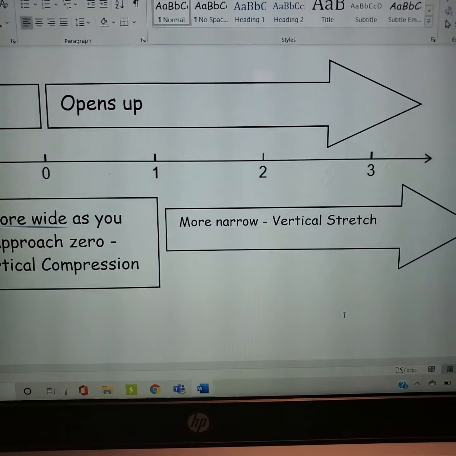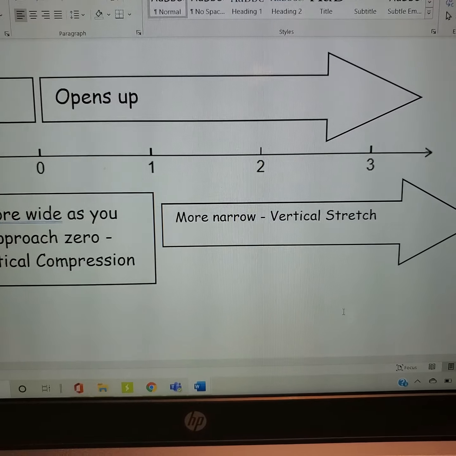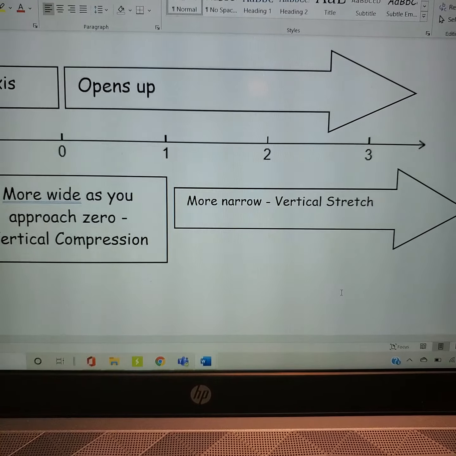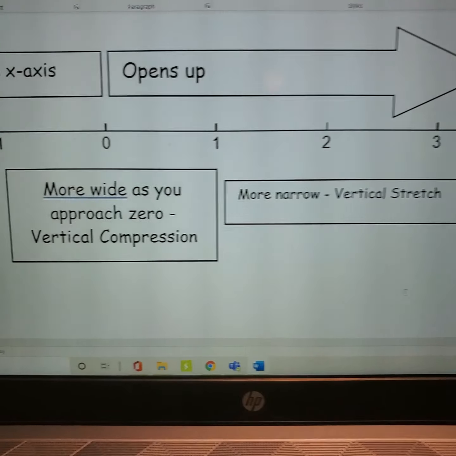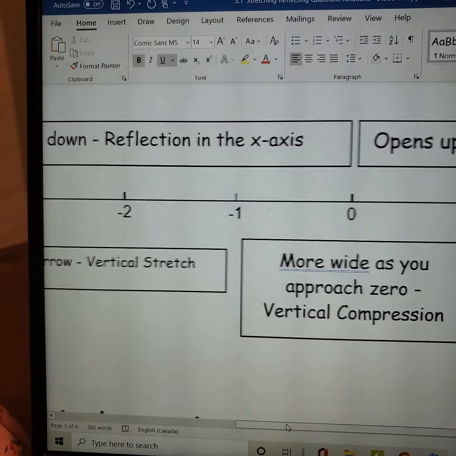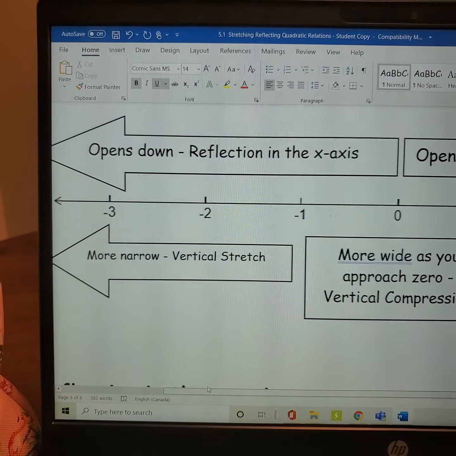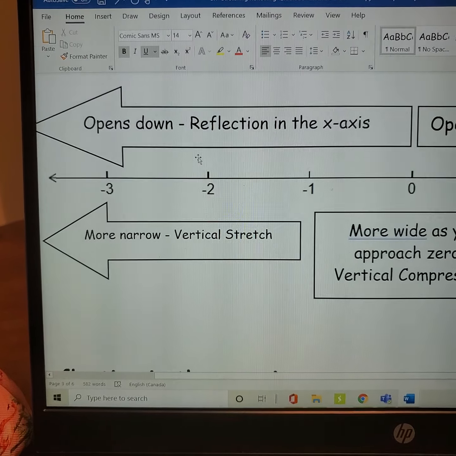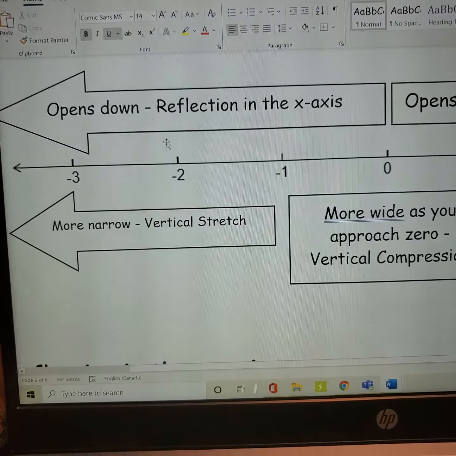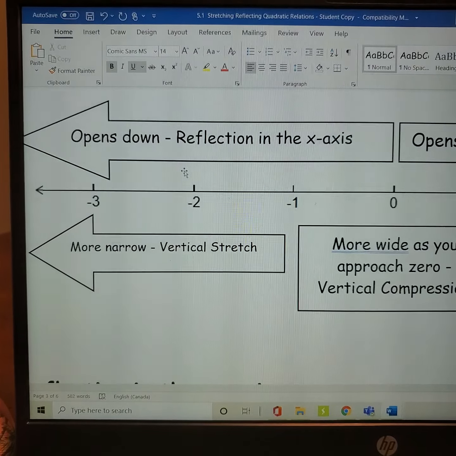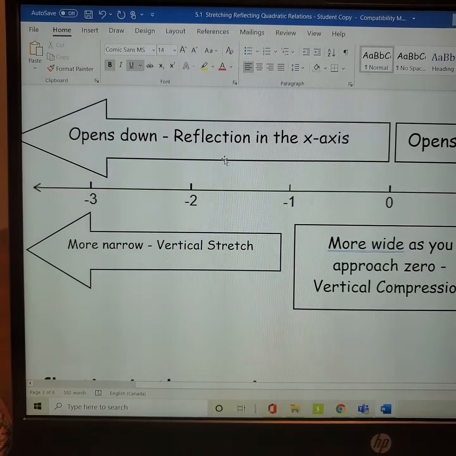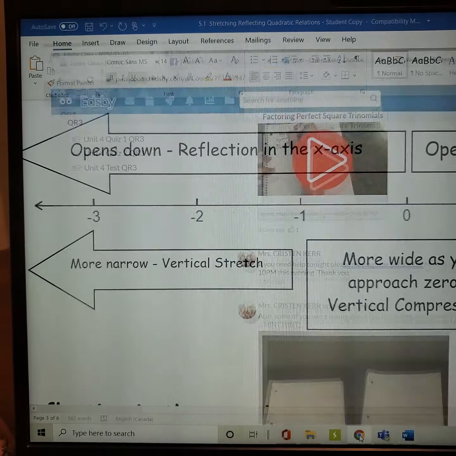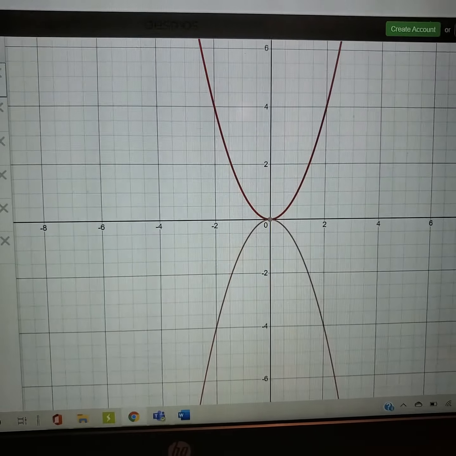So if I come back over here, okay, 0 being sort of my benchmark, if the A value is positive, as that shows here on the number line, that means the parabola is going to open up, whereas, if the A value is negative, the parabola opens down. And we knew that already, but now we're going to express it with some sophisticated language. We are going to say there has been a reflection in the x-axis, which is exactly what we saw on Desmos, okay?